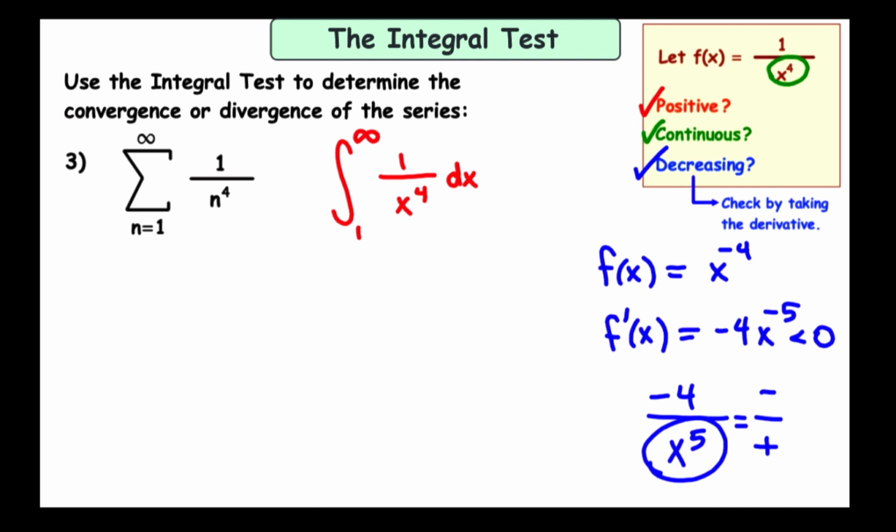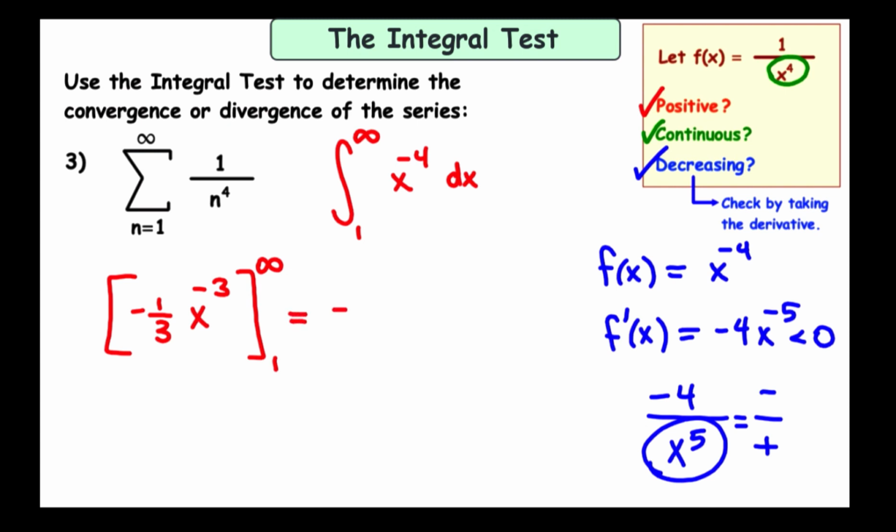Again, it's already x to the negative 4th. Up by a power, so x to the negative 3rd. Divide by the new power, so we're dividing by negative 3. That's like having it times negative 1/3 out front. And we're going to take that whole thing from 1 to infinity. I'm going to rewrite it. The negative 1/3 is out front. Instead of x to the negative 3rd, I'm going to go 1 over x to the 3rd.